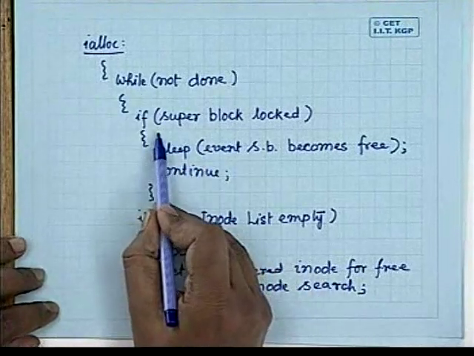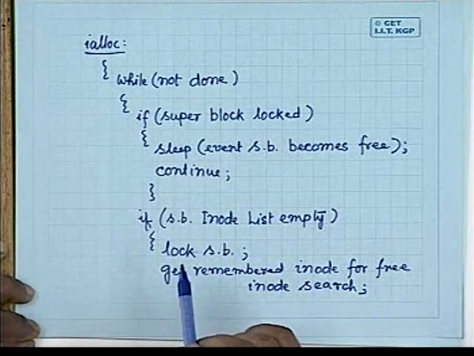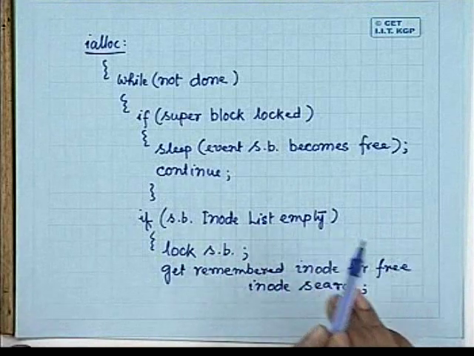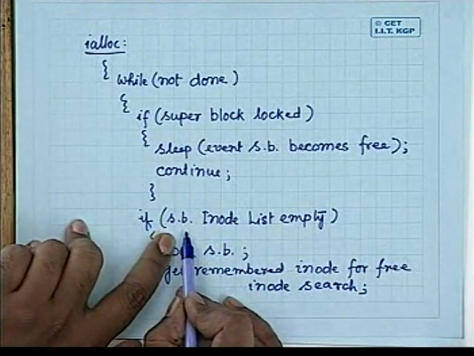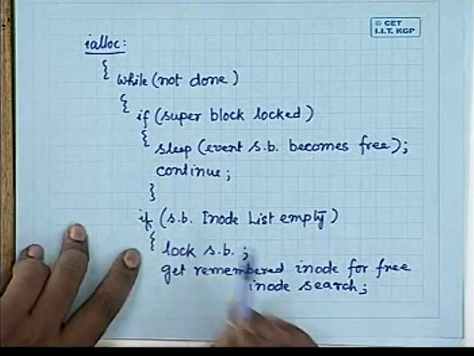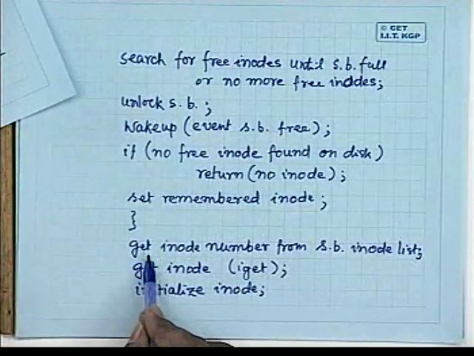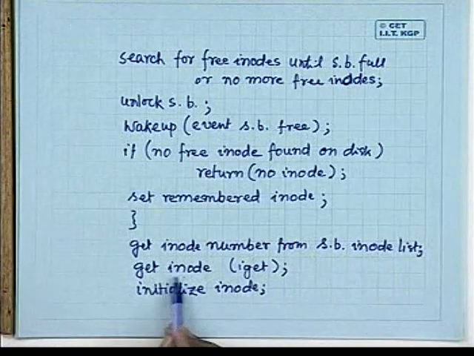So first, if you find that the superblock is locked while trying to get an unallocated inode, then the process has to sleep until the superblock becomes free. If it is not locked, then within the superblock you have to check whether the superblock free inode list is empty or not. If the superblock free inode list is not empty, then I don't have any problem. I can simply get an inode number from the superblock free inode list, then get inode.